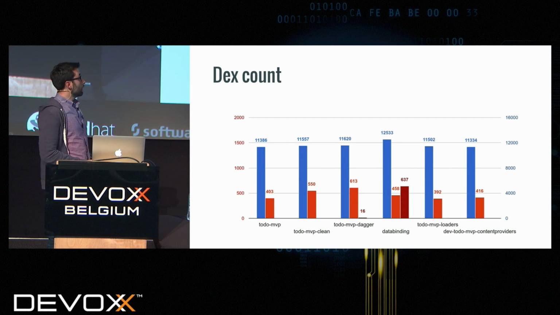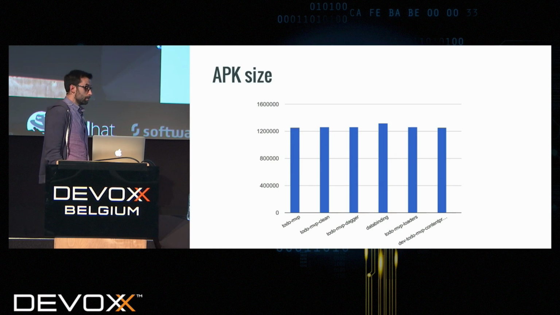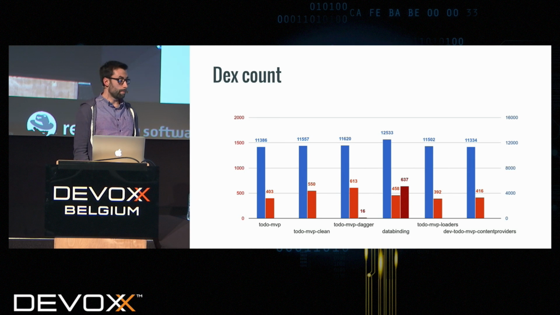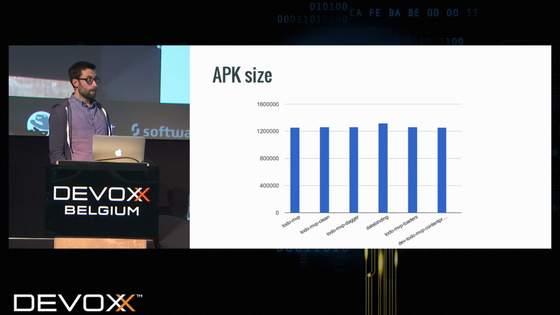This is the version without the minifier. So you can see the data binding one has this third bar, which is the one with the external dependencies. So this is the data binding dependencies and the methods that come when we import the library. But all the rest is just 1,000 methods difference between all those different samples. It's even less. And the brown one is the version when the minifier is enabled. So in terms of methods, the difference is basically irrelevant. In terms of APK size, it's the same.